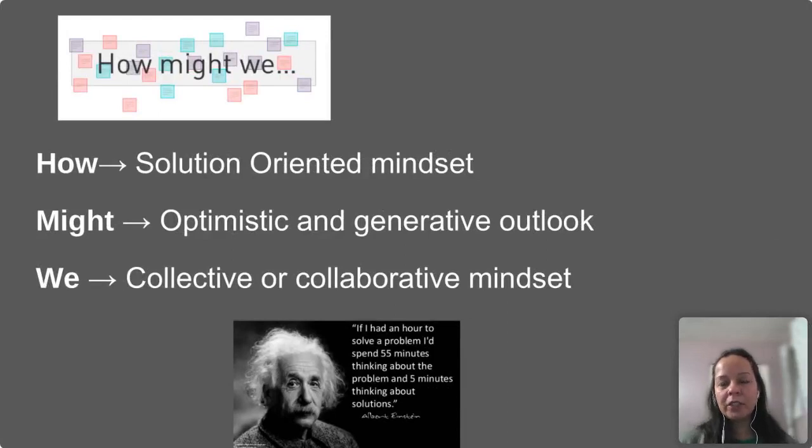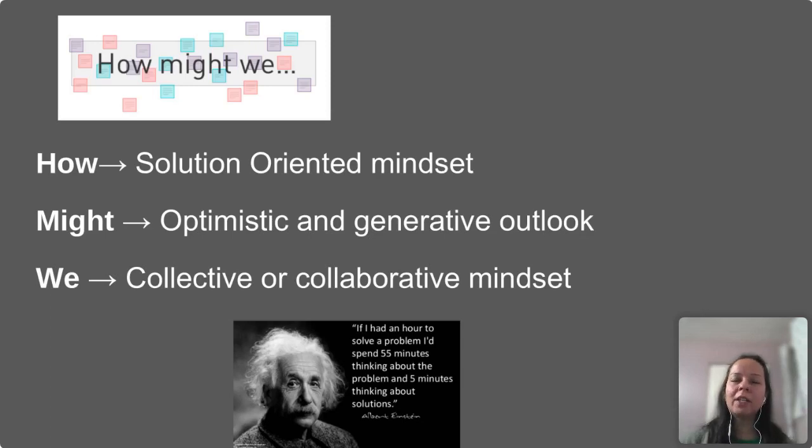Most of the challenge questions when it comes to design thinking are shaped as how might we questions. For example, how might we feed 9 billion people by 2050? How might we redesign this shopping cart? And these three words, how might we, are really powerful. Even if you're teaching in a classroom and you ask, how might we write better essays? The idea of how is that you're solution focused. You're not problem focused. You're focusing on the solution, on improvement.